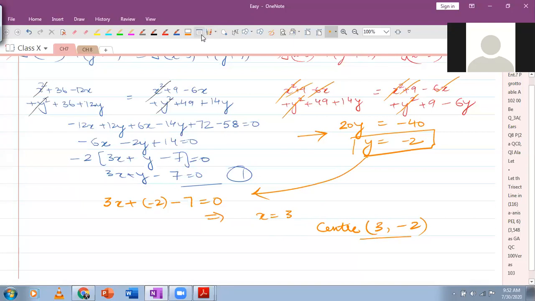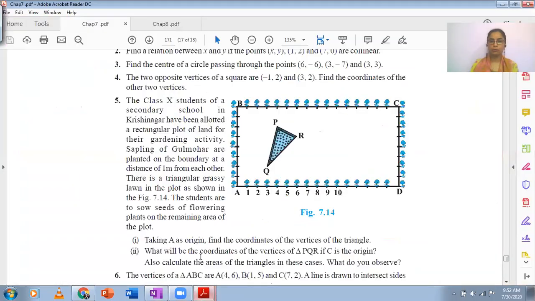All right. So let's take a look at the next question. I told you to think of it on your own. The opposite vertices of a square are given. Find the coordinates of the other 2 vertices. These are the opposite vertices, not the adjacent vertices. So if the name of the square is A, B, C, D, then this will be A and this will be C. You have to find out B and D.